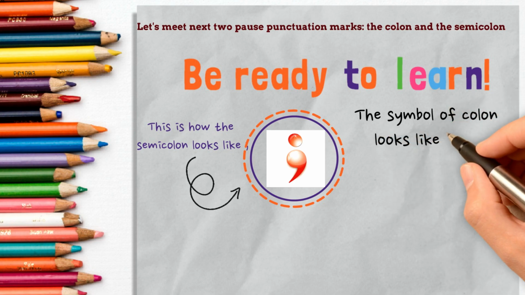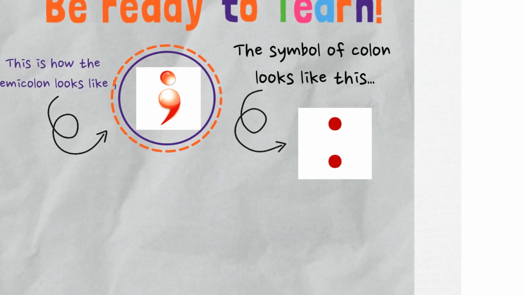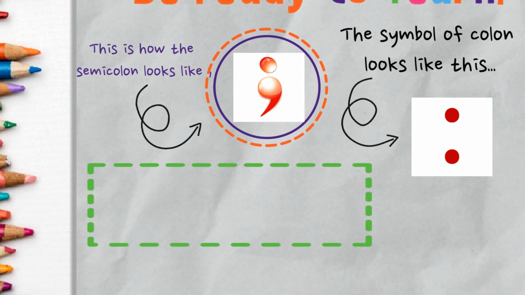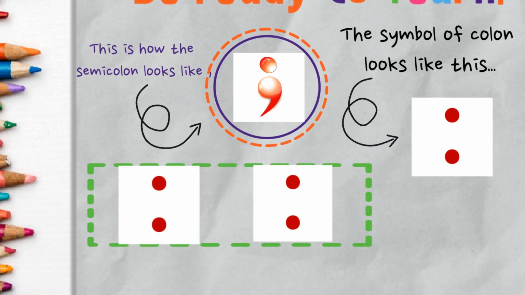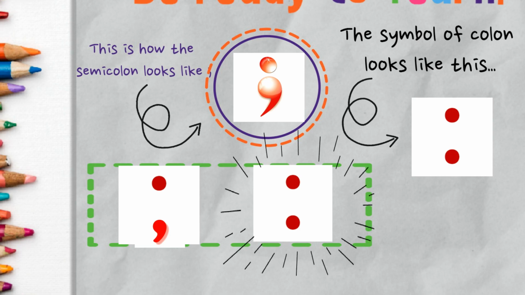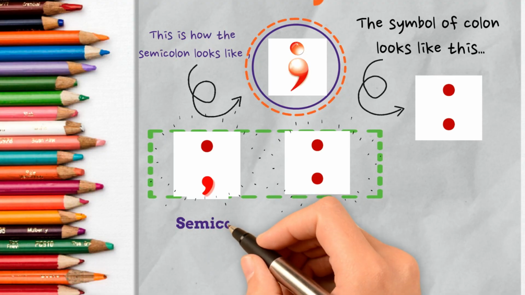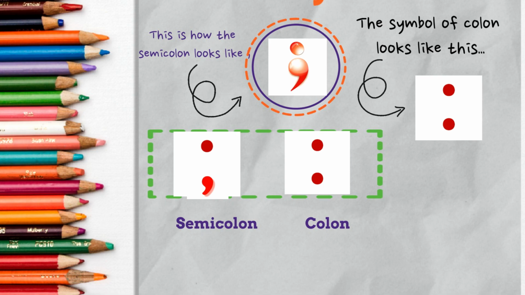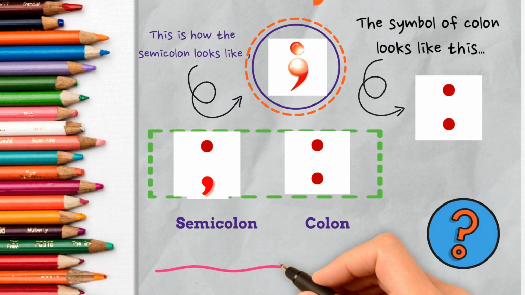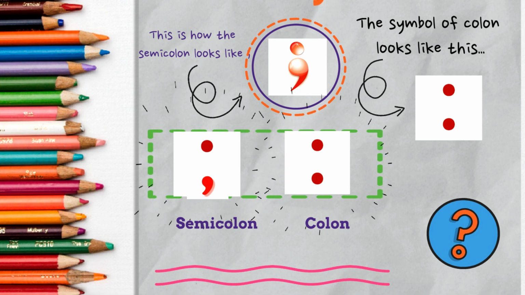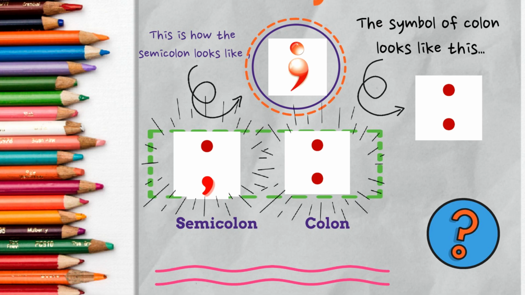What is a colon? The symbol of colon looks like this, two dots, one above the other. And in the semicolon, the one below turns into a comma. That makes it half colon, that is semicolon. So I hope now you can easily differentiate between colon and semicolon. A colon consists of two dots, one above the other, whereas the symbol of semicolon consists of a dot above a comma. Now, first let's meet the semicolon.